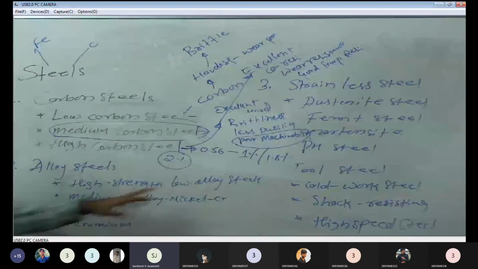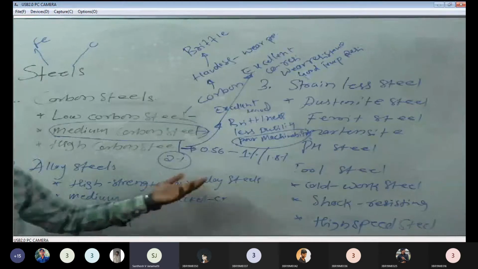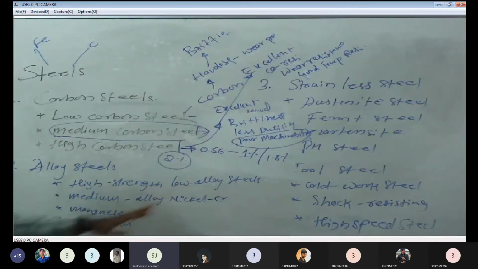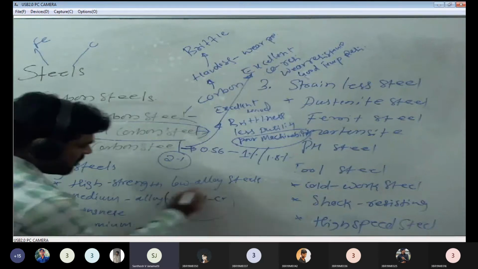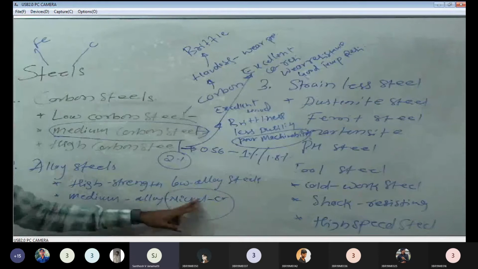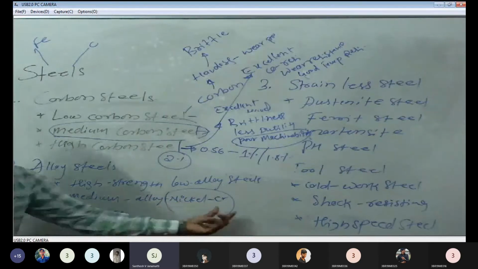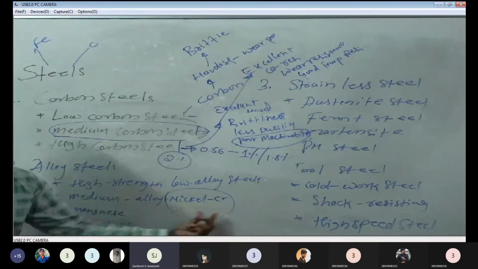So low alloy steels, high strength and low alloy steels. Maybe it is chromium, nickel, or aluminum, anything else you can take. These kinds of steels are available. Now coming to the medium alloy, for example, nickel and chromium alloys. Which alloy steel do we use most commonly? Nickel and chromium alloy steel. It is widely used in industrial applications because it has strength as well as wear resistance, toughness, strength as well as wear resistance.